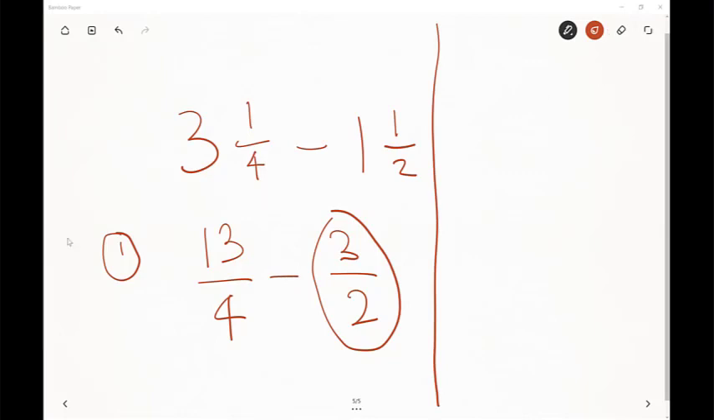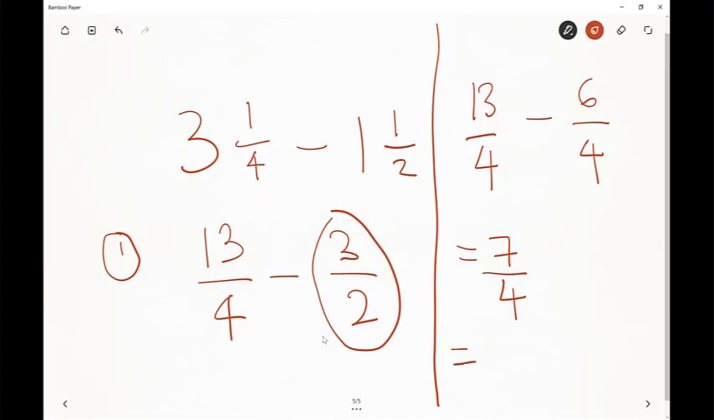So I might have something on this side of the screen like 13/4 take away 6/4. Is that okay? So I might have something like that, and now I can subtract, which is equal to 7/4, and 7/4 is equal to 1 whole and 3/4, right? Are we happy with that? So we might go through something like this.